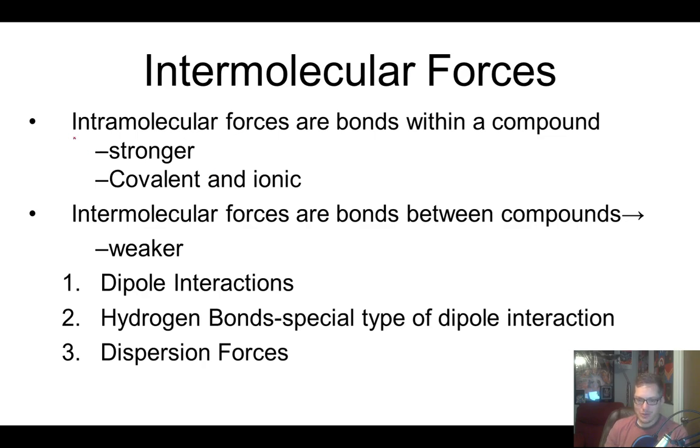There are two different types of forces, and we've talked all about intramolecular forces so far. Intramolecular forces are the forces that form the bonds within a compound. They are always, always, always stronger than an intermolecular force. So far we've divided those into either covalent bonds or ionic bonds. Those are the two types we've talked about in this chapter: covalent and ionic. Everything we've talked about so far are intramolecular forces.